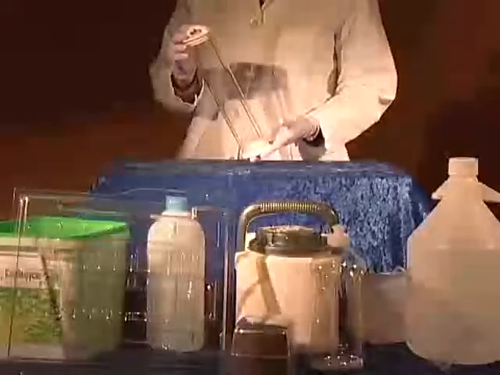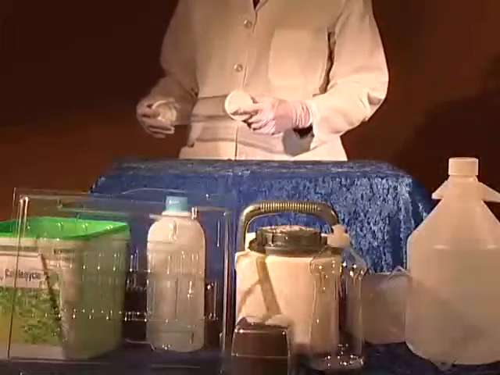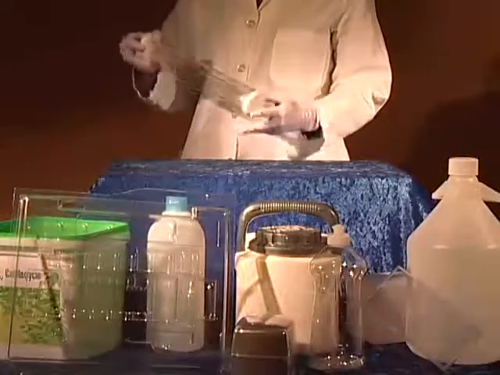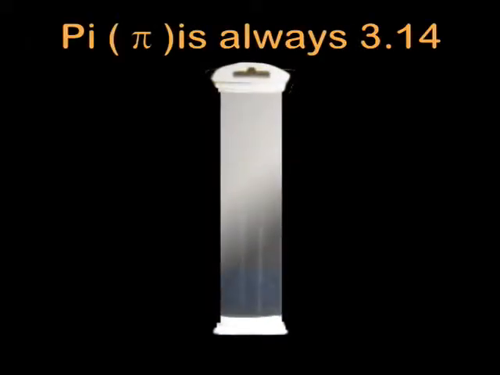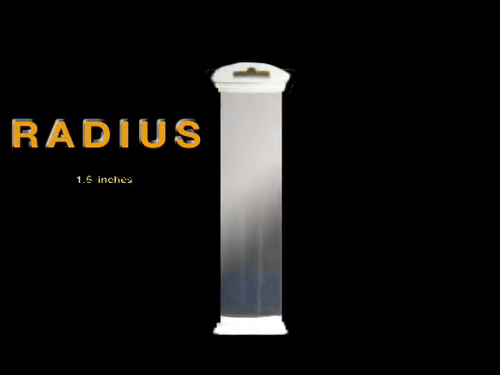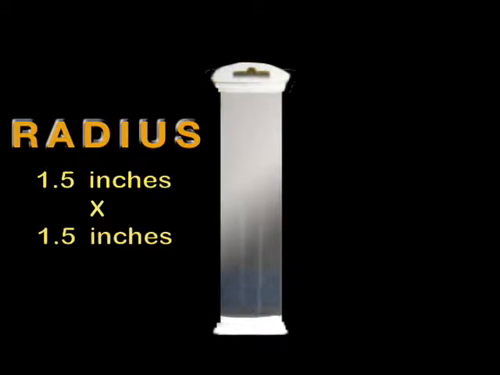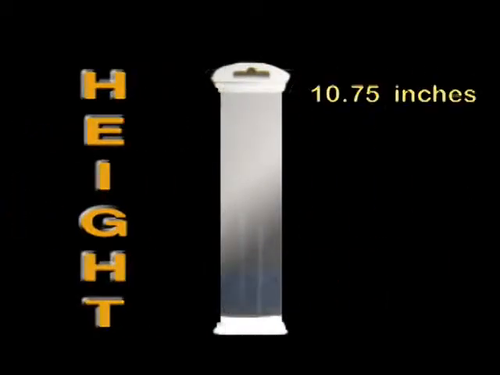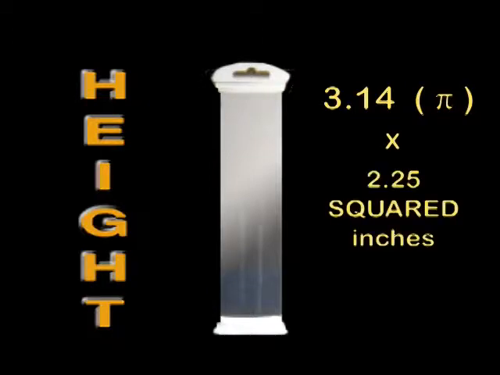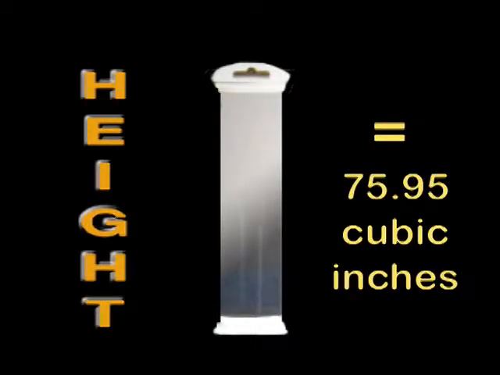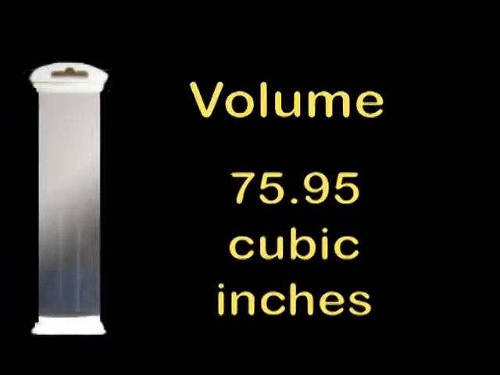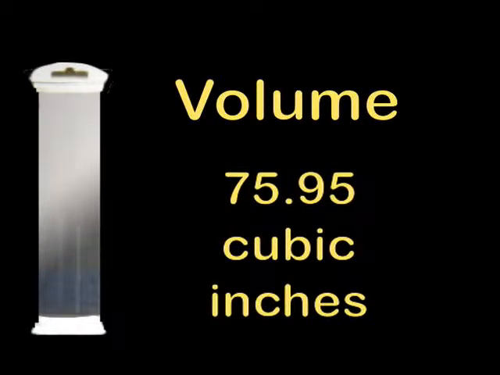As another example, a cylinder's volume can be calculated by multiplying pi times radius squared times the height. Using this cylinder as an example, pi is always 3.14, the radius is 1.5 inches. Squaring the radius, 1.5 times 1.5 is 2.25 square inches. The height is 10.75 inches. Pi, or 3.14, times 2.25 times 10.75 is equal to 75.95 cubic inches. Therefore, the volume of this cylinder is 75.95 cubic inches.